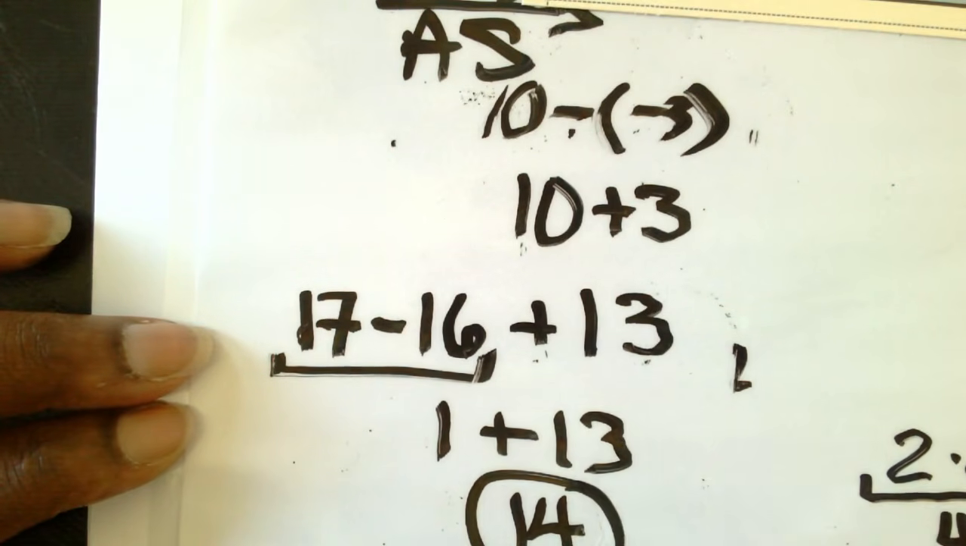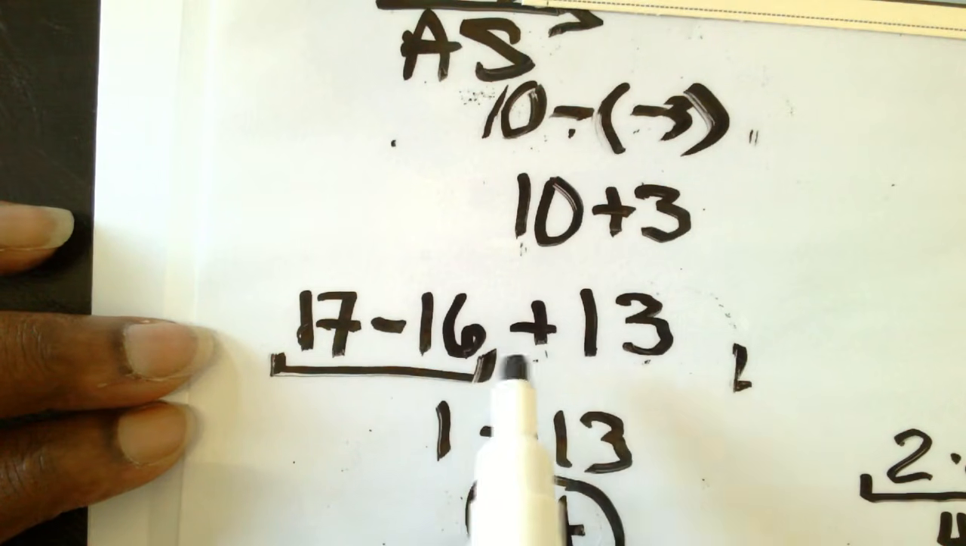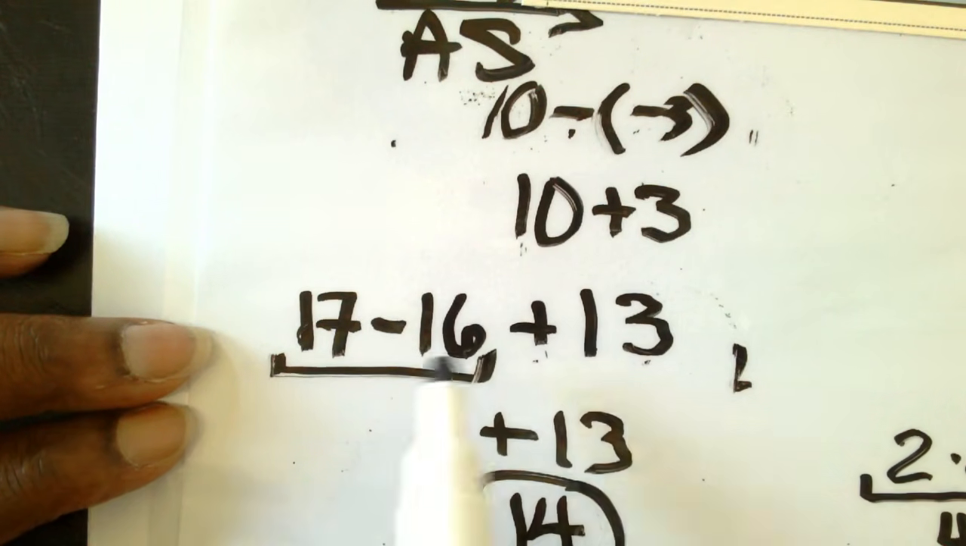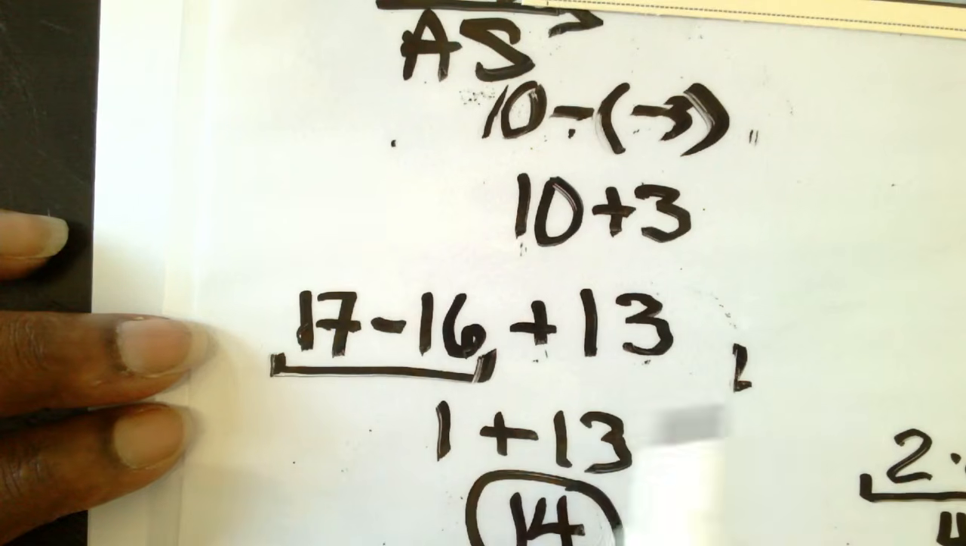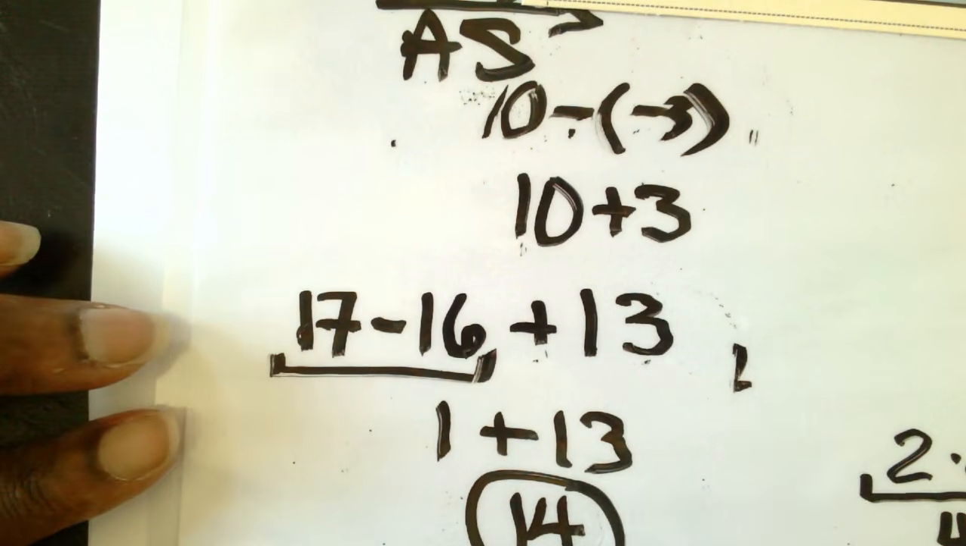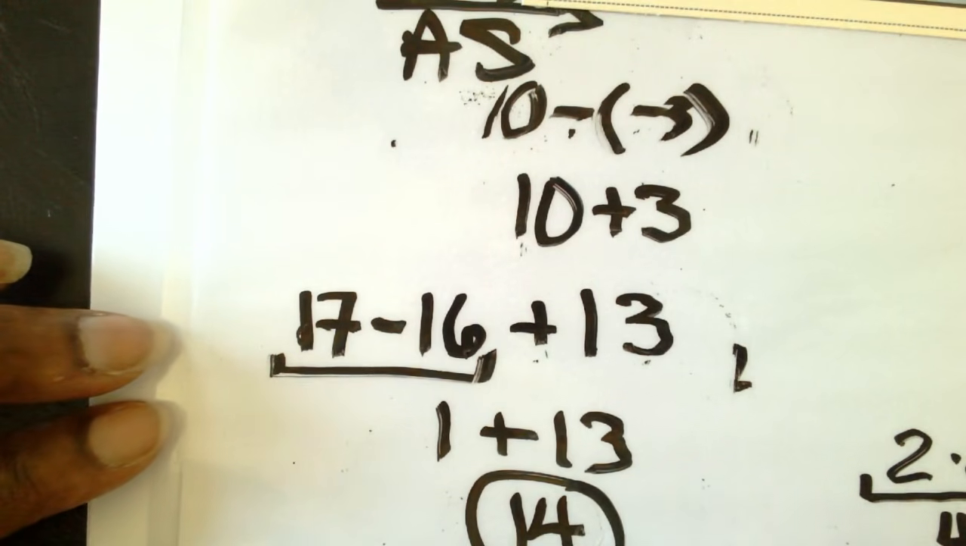So you're not doing the negative 16 plus 3, because that will give you a negative 3, which will still give you 14. But don't add 16 and 13, which gives you like 29. Yeah, we're not doing all that.